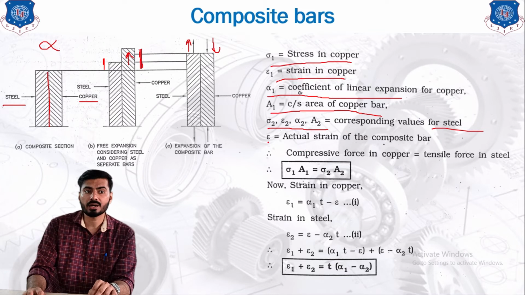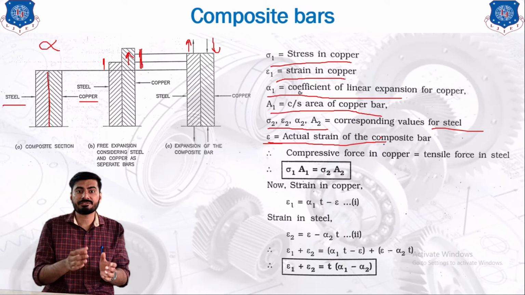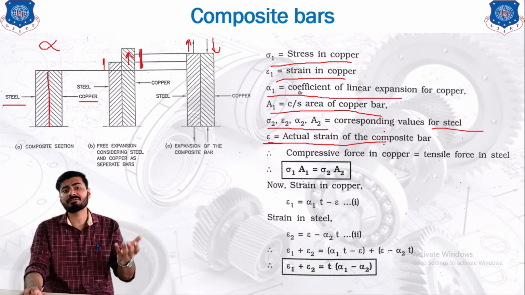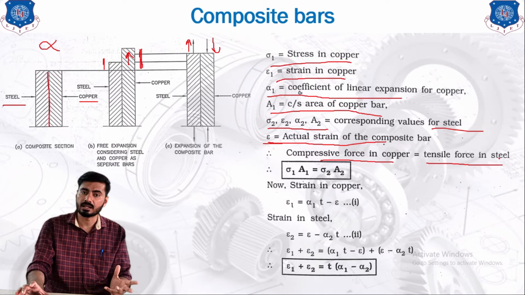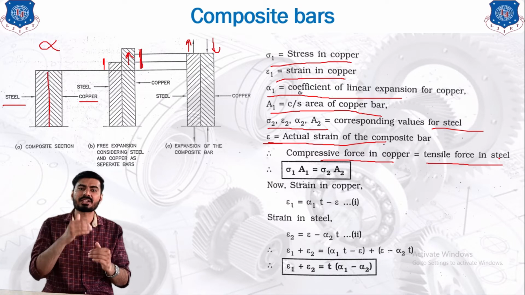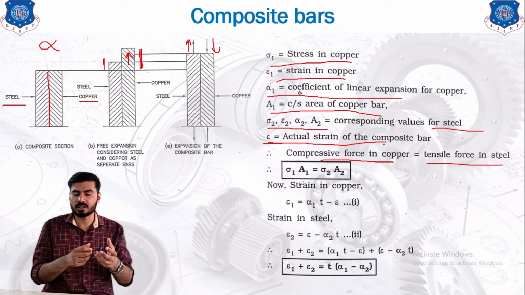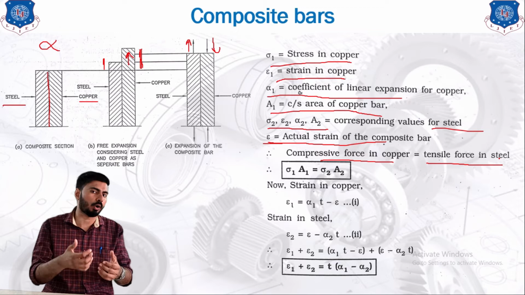Now we are going to understand that epsilon is the actual strain of the composite bar, meaning the entire bar will face epsilon amount of strain in the material, or the overall bar. So which concept are we going to use to solve this type of example? The first concept is that the compressive force in the copper is equal to the tensile force in the steel. That is also known as action and reaction, equal and opposite. So the amount of compressive force that will be applied on the copper will be equal to the tensile force applied on the steel.